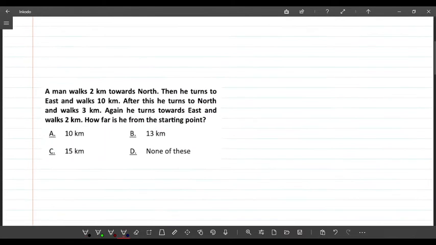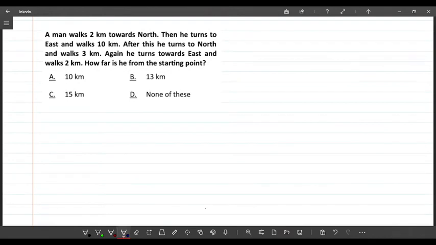Let's solve some more varieties of questions which are asked in this NID examination. In this question you are told that a man walks 2 kilometers towards north. Whenever you are asked these kinds of questions, you need to understand that you will require the compass. So always imagine that the top of your sheet is pointing towards north, and opposite to north we have south. If you are facing north, your right hand will point toward east, and the opposite direction of east is clearly west.